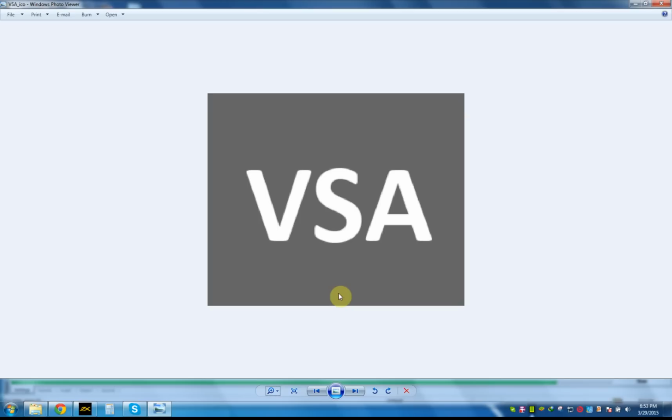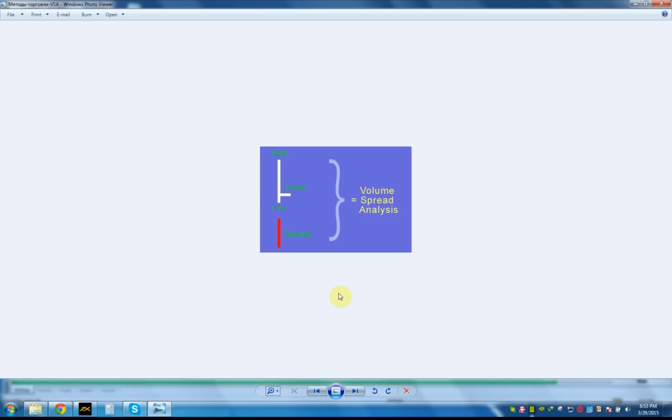The term volume spread analysis is derived from the word volume. V is for volume. Of course, we're looking to analyze the market based on the volume. The spread is actually the size of the candle, the range of the bars. We want to analyze that. That's where the word VSA comes from, and this is basically what it's all about. We want to look at the highs and the lows of the candles with respect to volume.